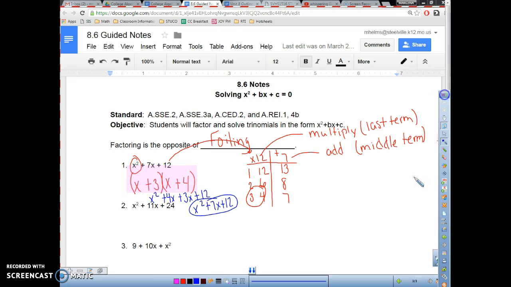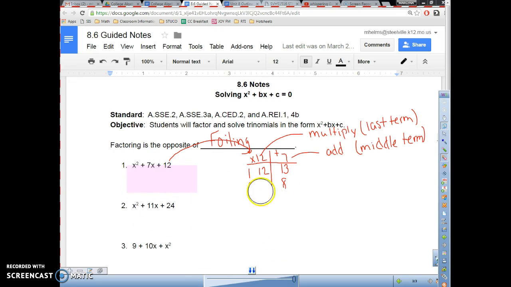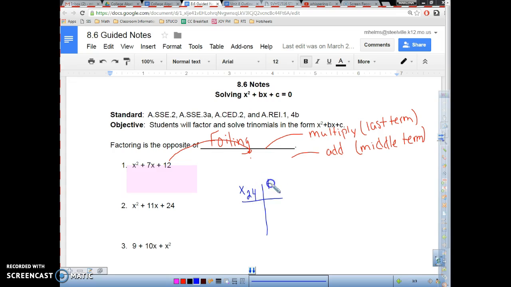So number 2. Number 2, draw your t-chart for number 2. You want to multiply to get 24 and add to get 11. So remember, it needs to be in standard form. So it is x squared plus 11x plus 24. So we want 1 and 24, 2 and 12, 3 and 8, and 4 and 6. And I know I'm finished because 5 doesn't go into 24. And then if I wanted to go with 6, 6 is already in my other column.